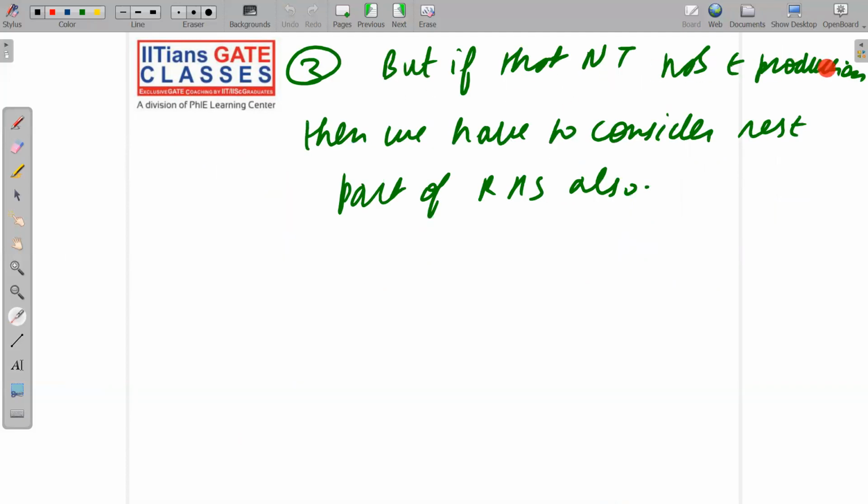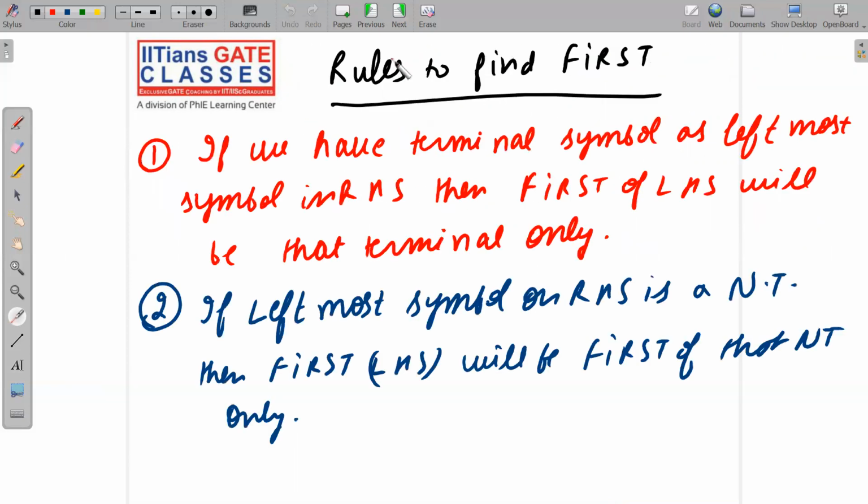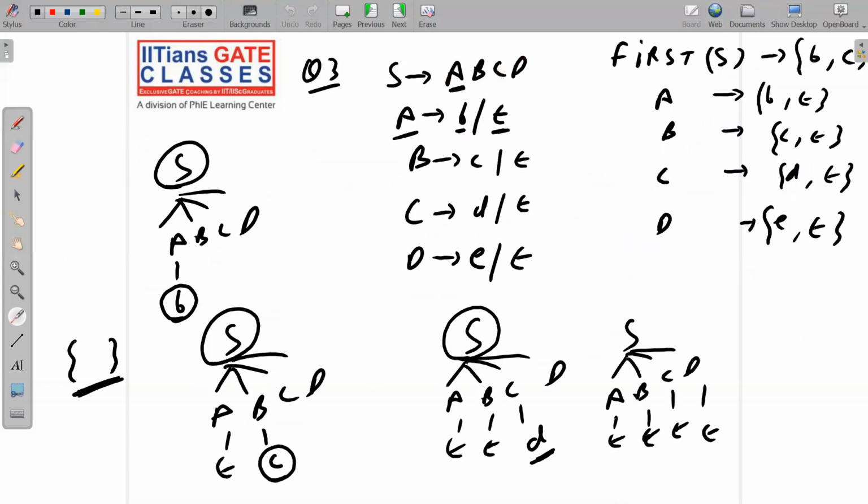But if that non-terminal has null production, then we have to consider the rest of RHS also. For example, here, if A is going to null, I will consider first of B also. Now B is going to null, so first of C also I will consider, and C is going to null, first of D also we will consider, and D is also going to null, so first of S will contain null also.